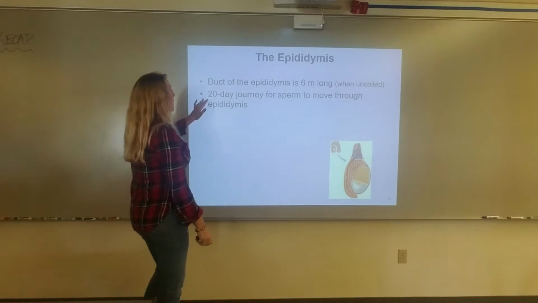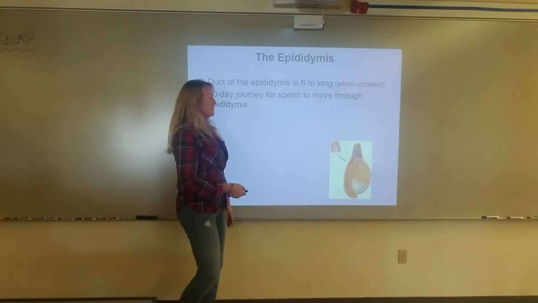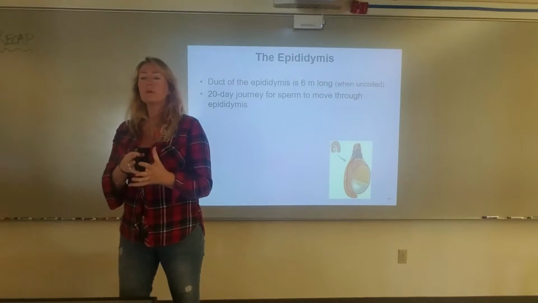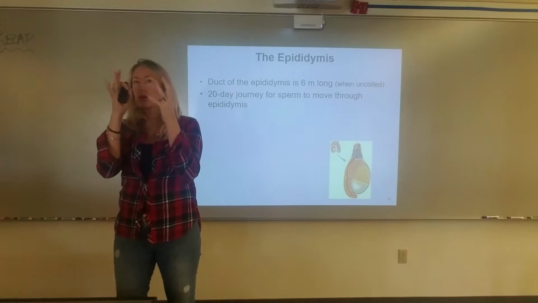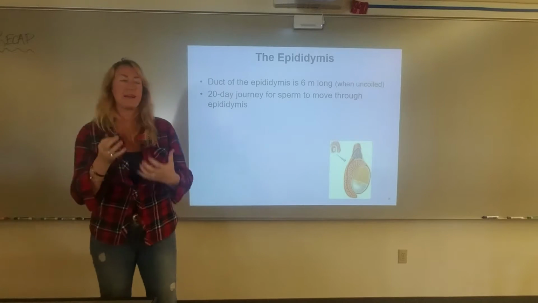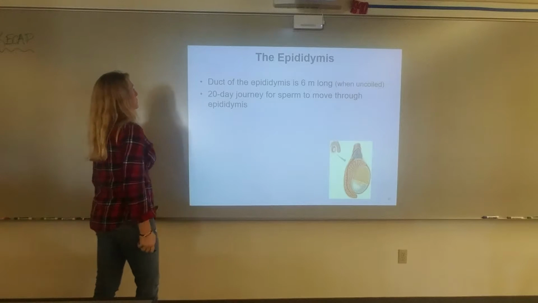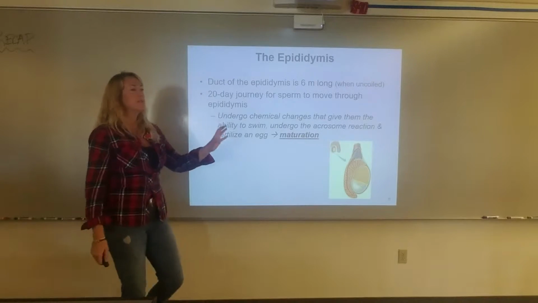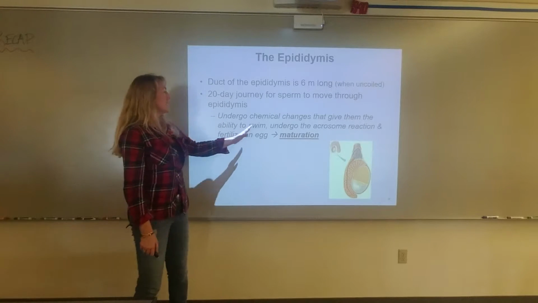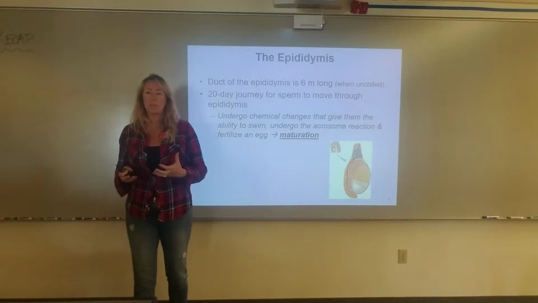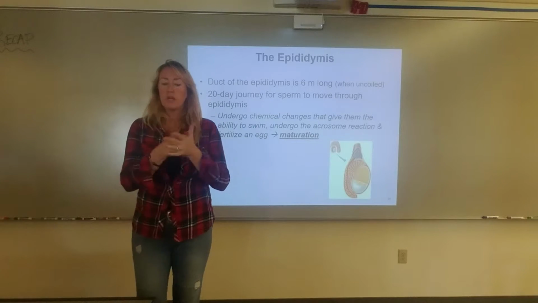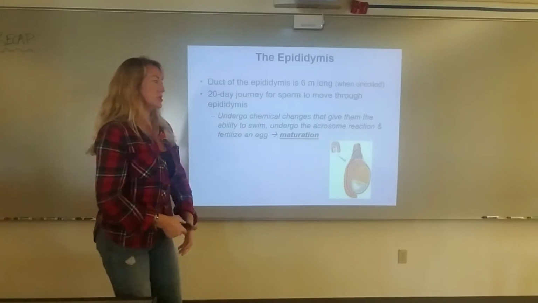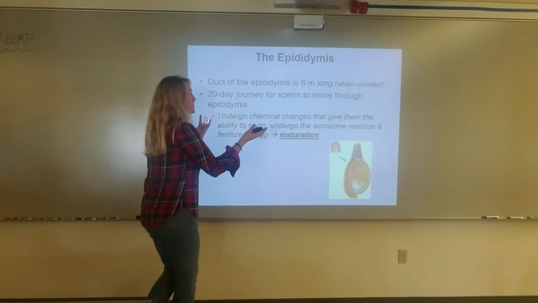Okay, so it's a 20-day journey for sperm to move through the epididymis. So they get made, they move through the seminiferous tubules, they end up in the epididymis, and they're maturing there, gaining additional maturation, and they are stored and move through there. It takes almost a month. So they go through chemical changes that actually give them the ability to swim. They give them the ability to undergo the acrosome reaction. That means when the head reaches the egg outer envelope, it allows the acrosome to undergo exocytosis. So they have to gain the chemical ability to do all that.